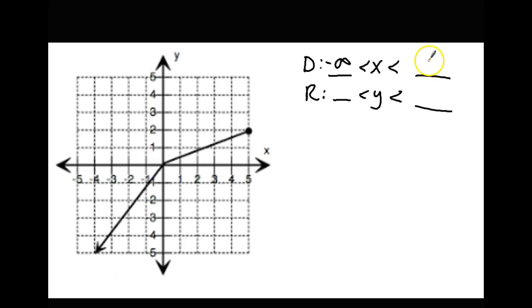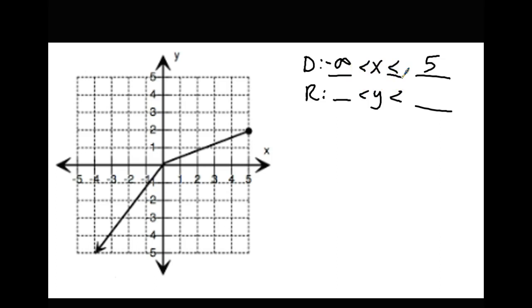What'd you put here? 5. He's right. The graph stops right there. Let me ask another person here for something else. Zanab, do I put an equal here? Here? Good. That's right, because it can equal 5. It can't equal negative infinity.